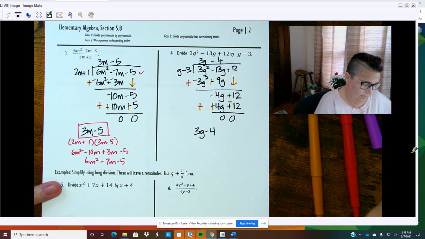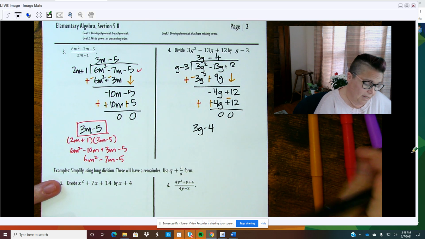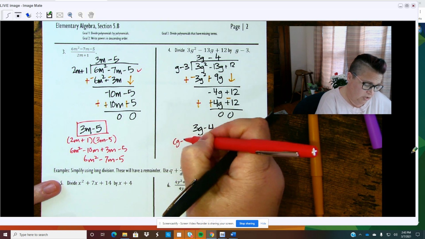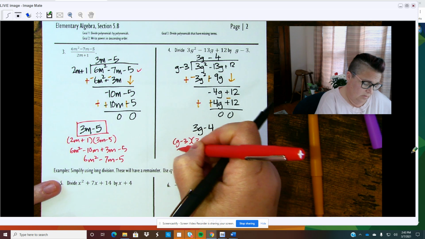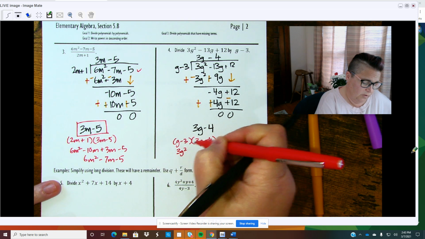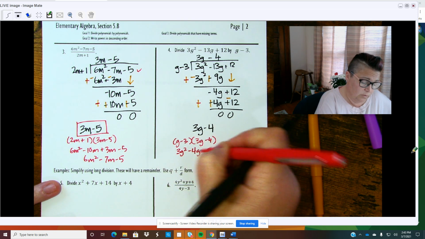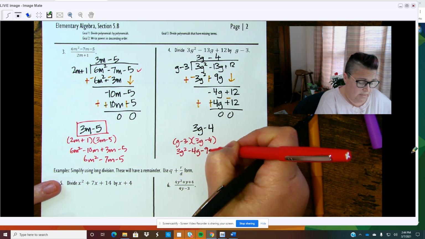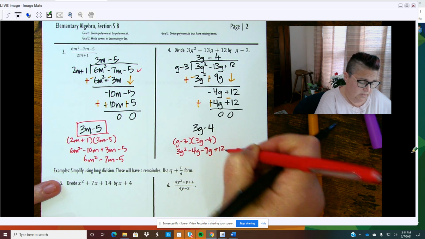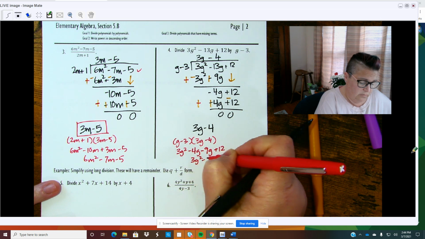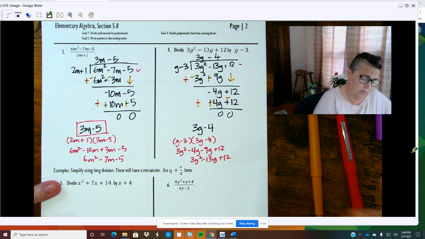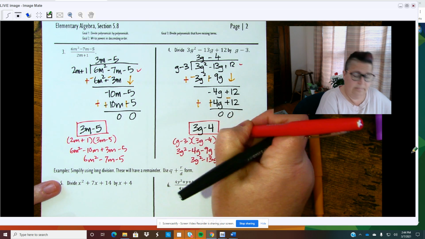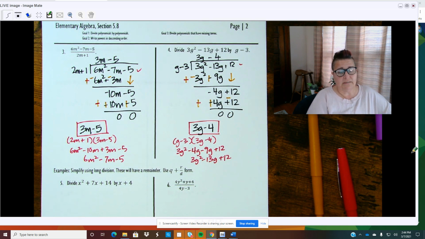If I'm not sure, I will check by doing g minus 3, 3g minus 4, or 3g squared for the first. The outside would be a minus 4g. The inside is a minus 9g, and the last is a plus 12, or 3g squared minus 13g plus 12. That's what I had under there. So, yep, this one works too. All right. Okay, next step.